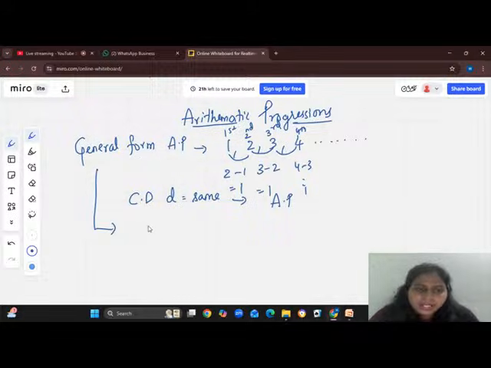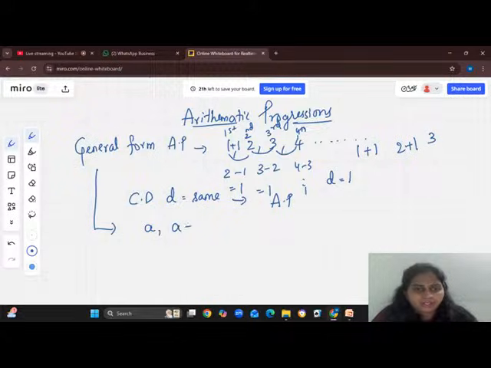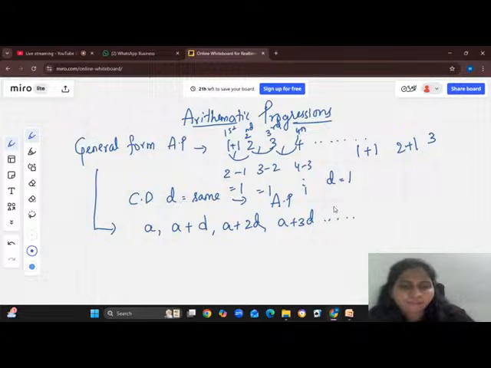If I take the first term A, then for the second term I add the common difference. Here the common difference is 1, right? If I add 1 to the first term, I get my second term. If I add the common difference 1 again, I get the third term, that is 3. So just keep adding the common difference: A, A plus D, A plus 2D, A plus 3D. This is the general form of an arithmetic progression.